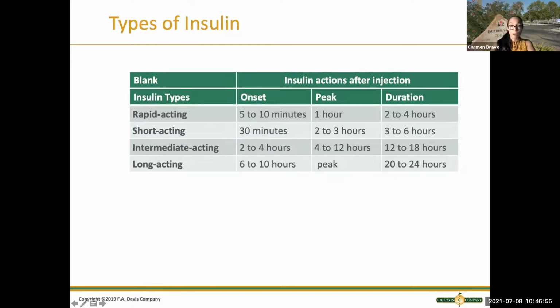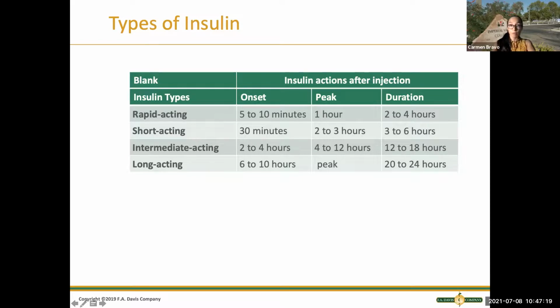Okay, so we also categorize them like this. You will see that there are insulins that are rapid acting, and the rapid actings are those insulins that start working 5 to 10 minutes after you give it. They're going to be at their strongest about 1 hour after they were given, and they'll remain in the body for 2 to 4 hours.